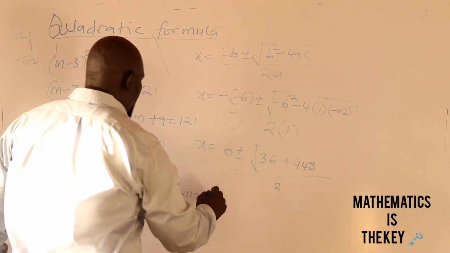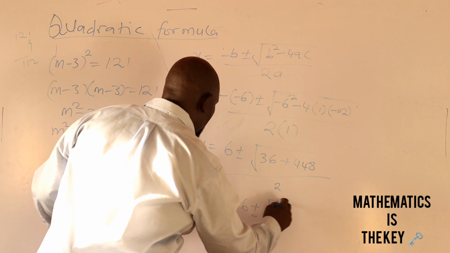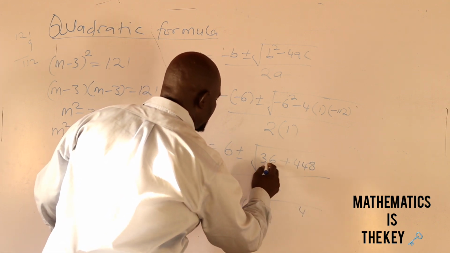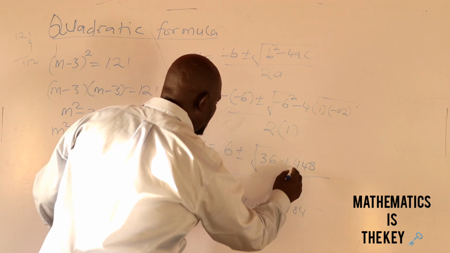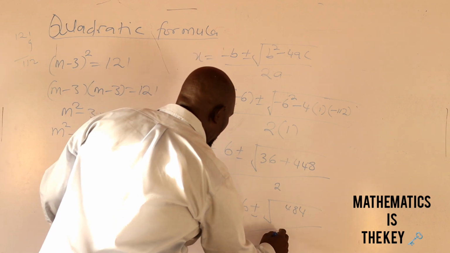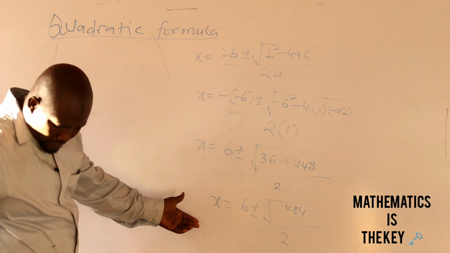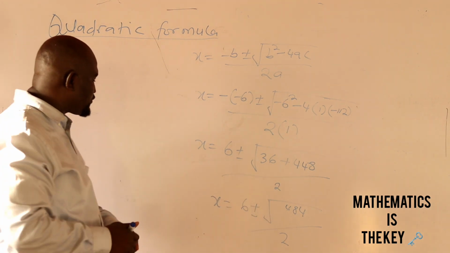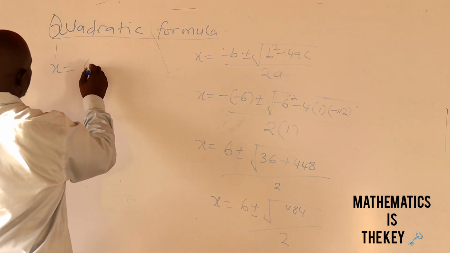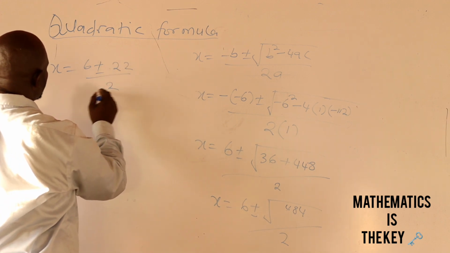So simplifying this further, we have x is equal to 6 plus or minus square root of 6 plus 8 is 14. 4 carrying 1, 3 plus 4, 7 plus 1, 8. Then we have 4. We have square root of 484 all over 2. So the value of the square root of 484 is 22. So x is going to be 6 plus or minus 22 all over 2.